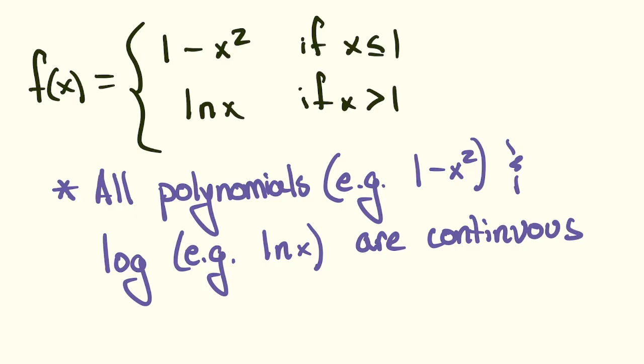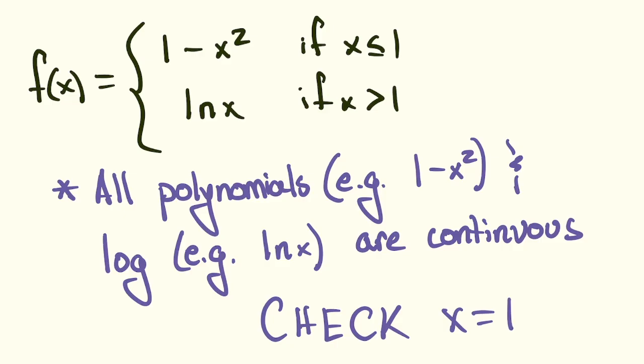So when x is definitely less than 1, we're just looking at 1 minus x squared and it's going to be continuous. When x is bigger than 1, we are looking at natural log of x and our function is continuous, which means we need to do one thing. We need to check what happens when x is equal to 1. So do those functions stitch together nicely to provide a continuous function?